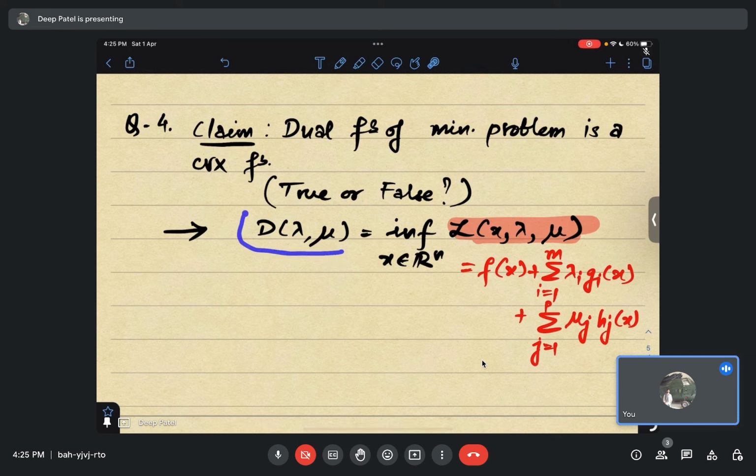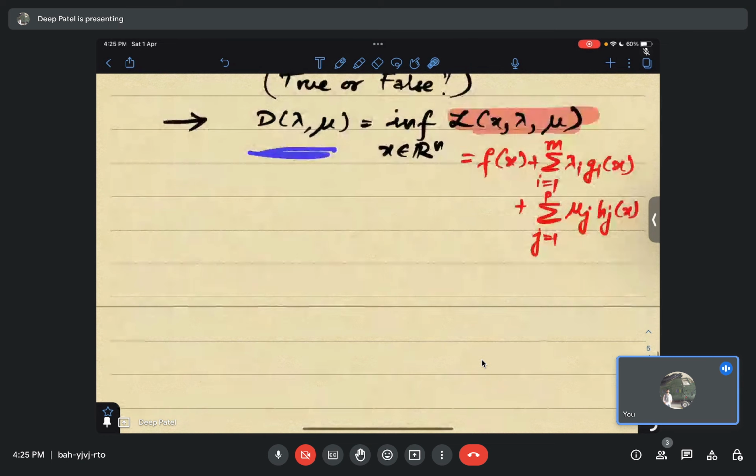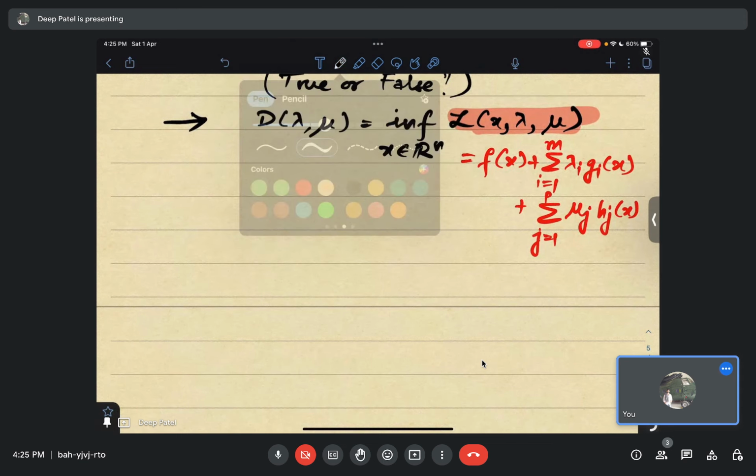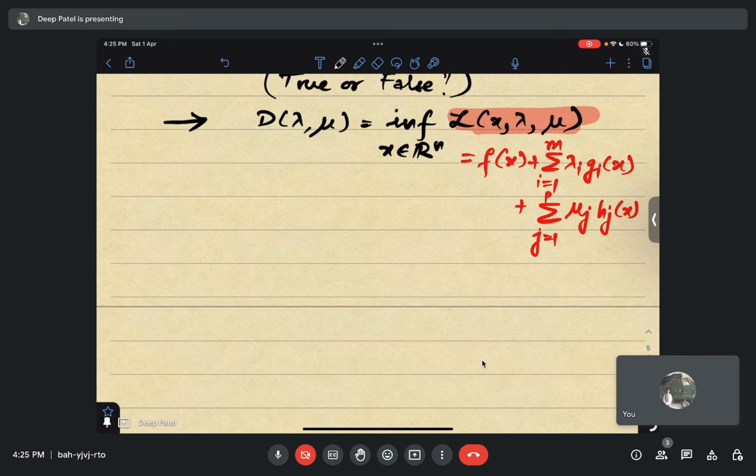Convex in what? Well, here the arguments are lambda and mu. So what do we want to look at here? Whether it's convex or concave, what do we want to look at? So the question asks whether it is convex. Yeah, it's a concave function. Yeah, concave function, but how do we prove that?